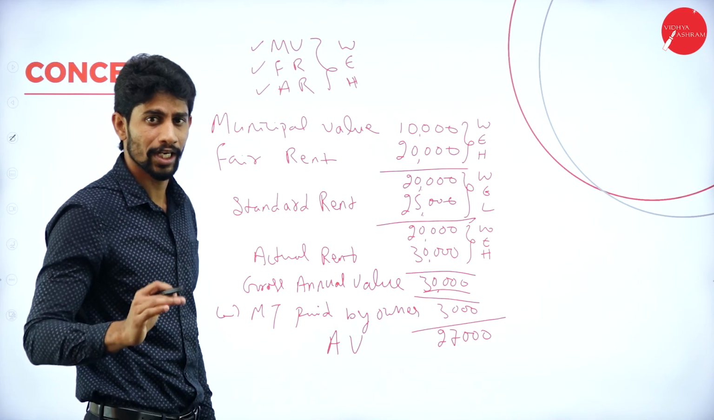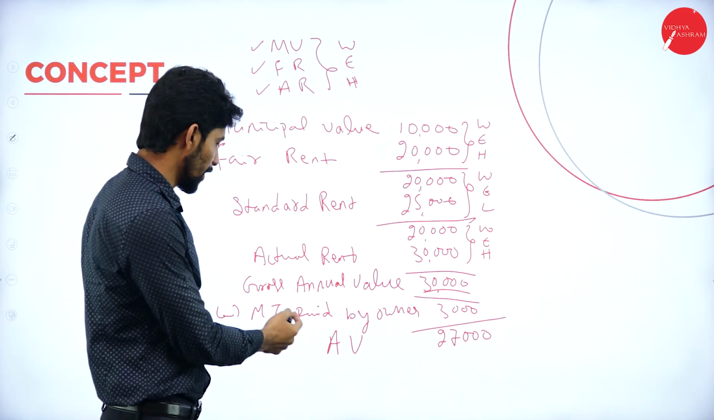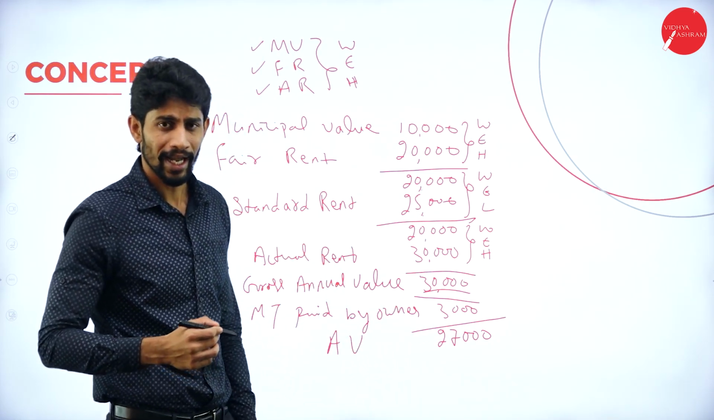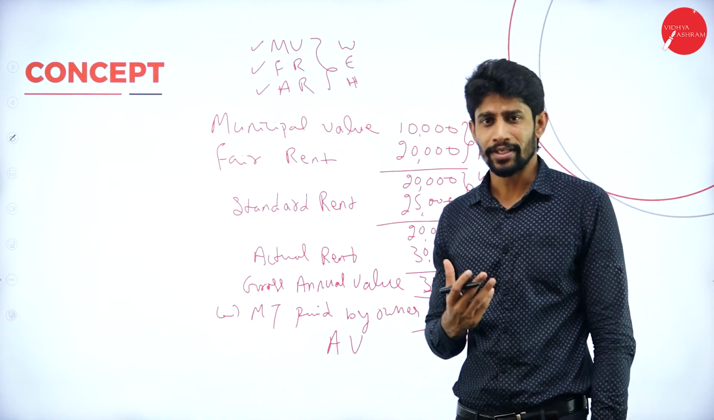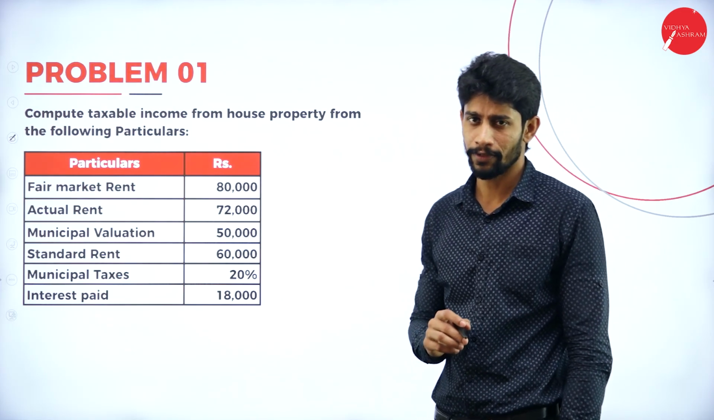Very easy. Annual value. You want to find out the gross annual value. From gross annual value, less municipal tax paid by the owner. Whatever the balance you will get, that balance is called annual value. So from annual value, we are going to deduct the deduction under section 24. So now let us solve the first problem.